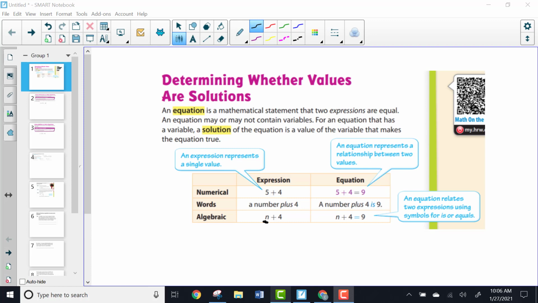Now what you'll need to do is get out your Go Math book and turn to page 303. Get out your math journal, pencil, and also a calculator could be helpful as well.